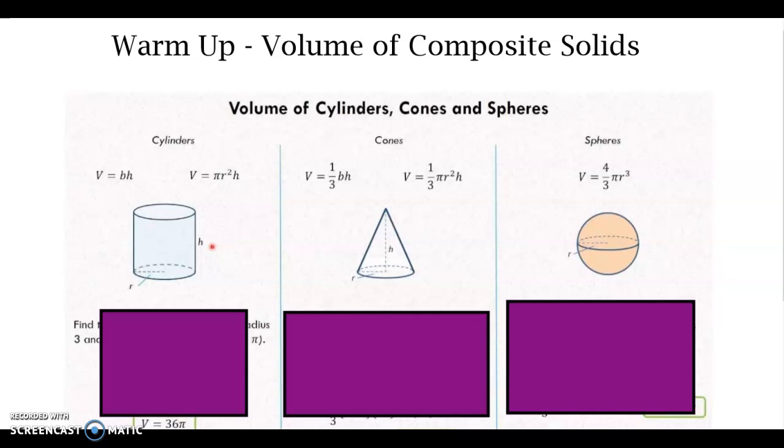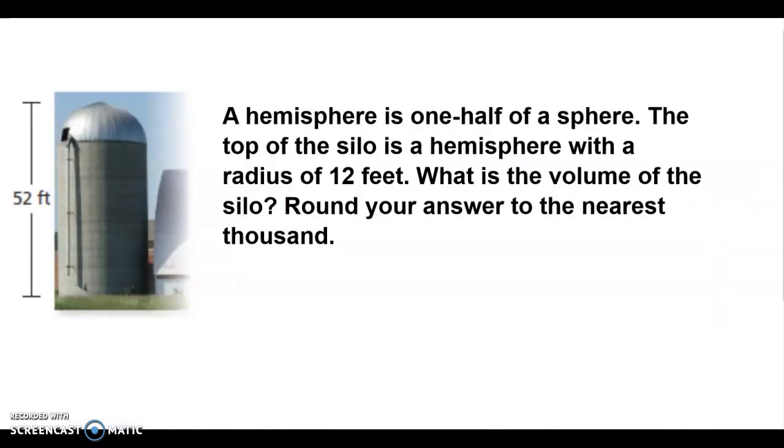Okay, friends, today we are doing volume of composite solids. A composite solid means it's multiple solids kind of put together, so it shouldn't be that difficult. Make sure you have the formula of a cylinder, a cone, and a sphere all written down, and you know those, and you should have been practicing those for a long time.